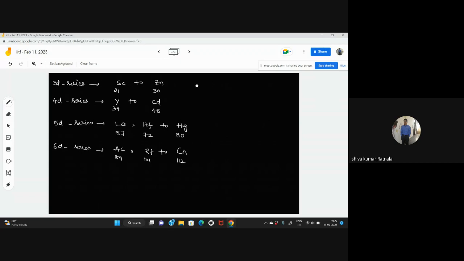Okay, this is about the D block elements. If you observe the configuration of these elements, we will find it like this: (n minus 1) d 1 to 10, and ns 1 to 2.